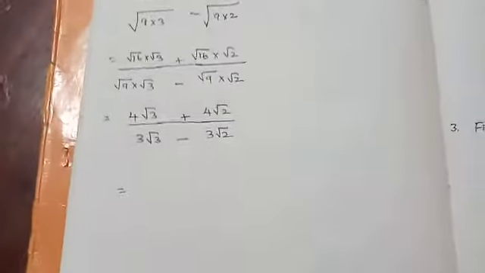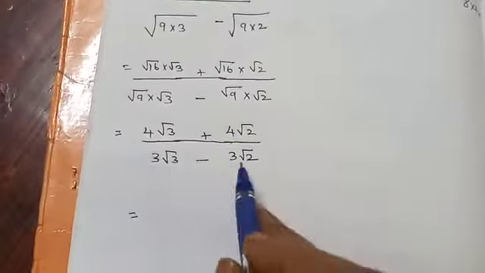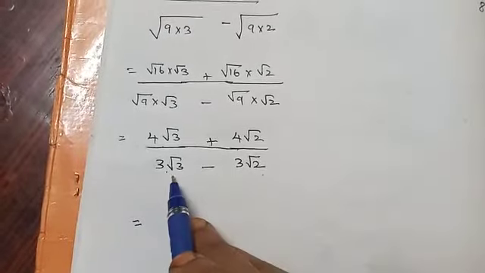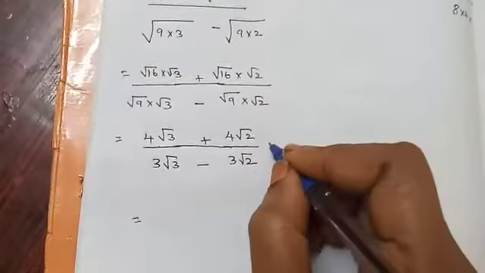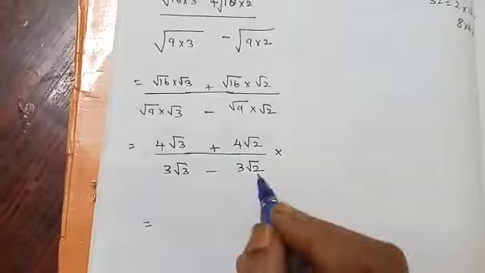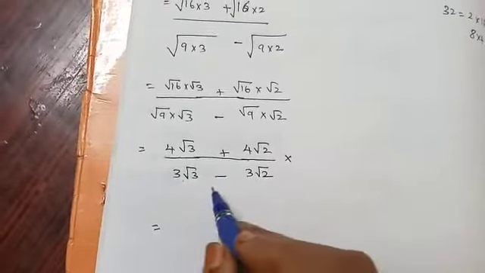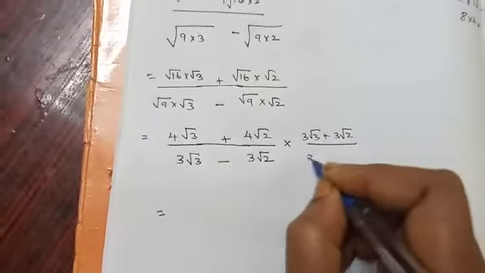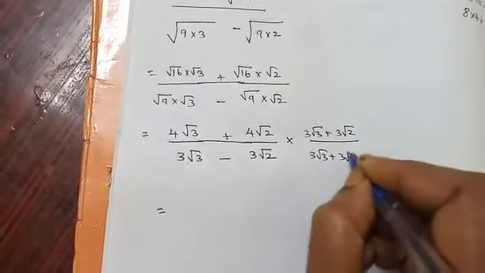So again 4 root 3. Now we rationalize the denominator. It is 3 root 3 minus 3 root 2. It is in the form of a minus b, so we multiply and divide by the conjugate. What is the conjugate of 3 root 3 minus 3 root 2? It is 3 root 3 plus 3 root 2. Divided by 3 root 3 plus 3 root 2.